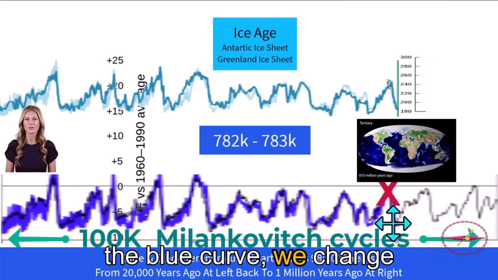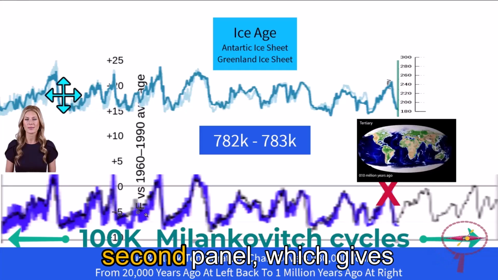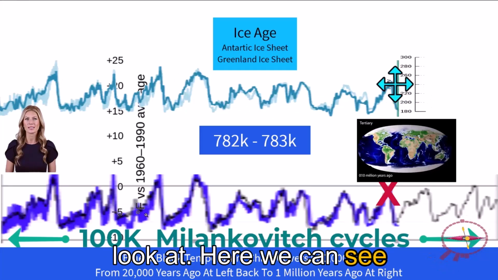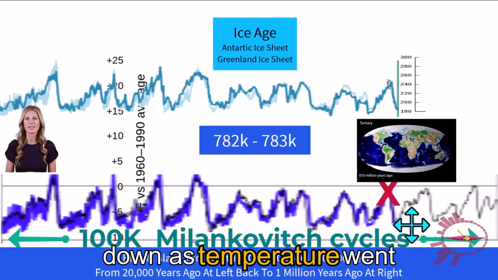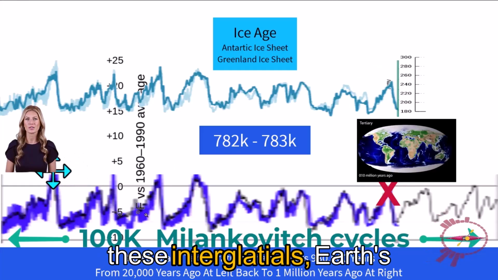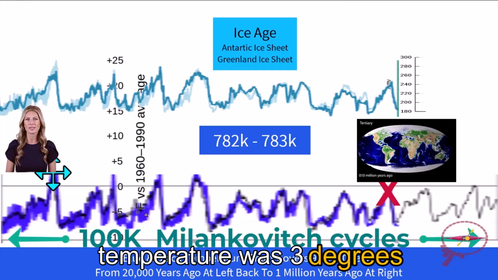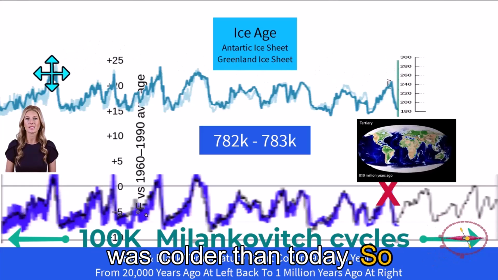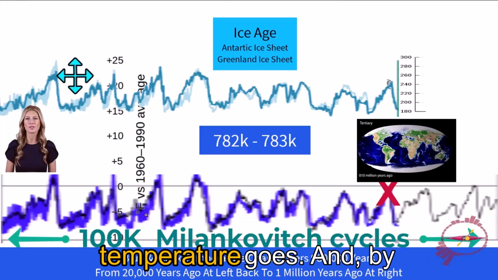When we get to the blue curve, we change to the first part of the second panel, which gives us a better CO2 chart to look at. Here we can see the CO2 going up and down as temperature went up and down. Again, I want to point out that during these interglacials, Earth's temperature was 3 degrees higher than today, yet CO2 was lower than today. So keep that in mind as you watch where the temperature goes.